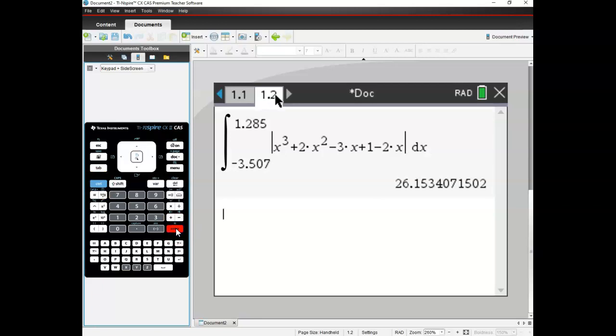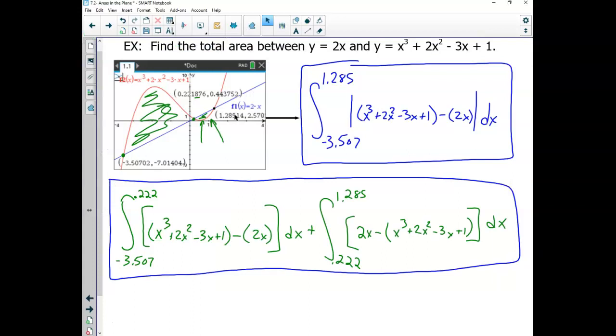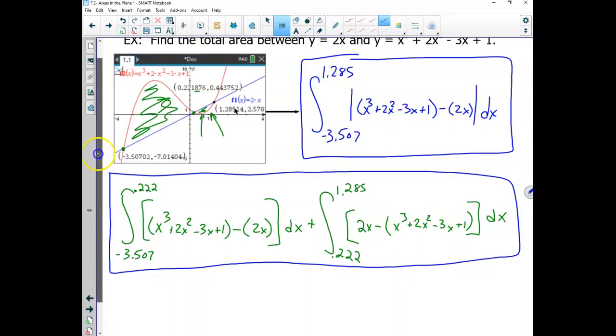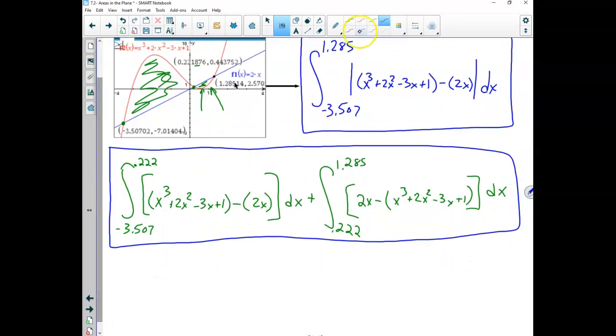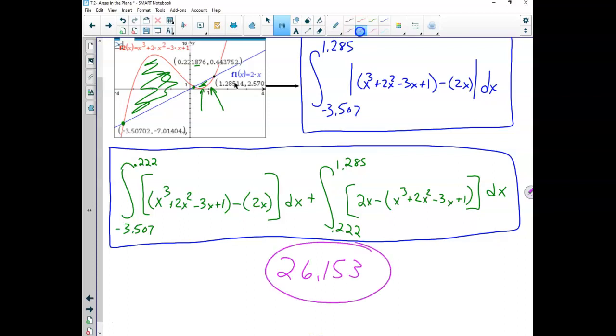And I could also go back and type in this whole big string right here, the one in the blue box, and get the exact same answer. But the biggest thing is to find your integral setup and then 26.153, and then you're going to write that out.